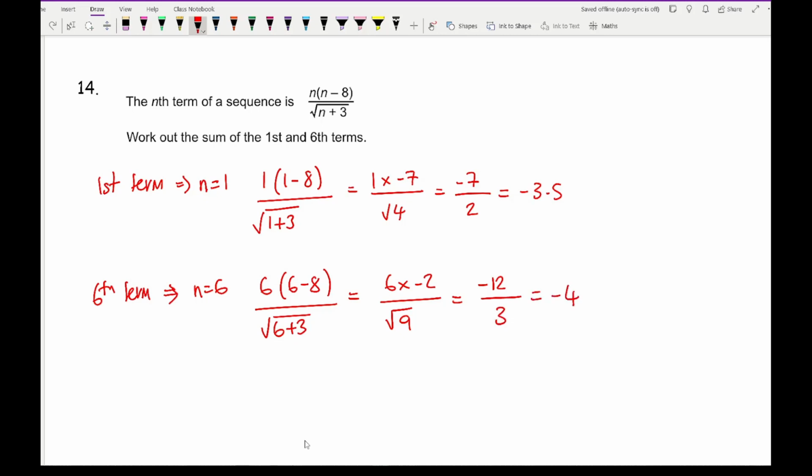And then I still need to work out the sum. So the sum equals minus 3.5 plus minus 4, which gives me an answer of minus 7.5.